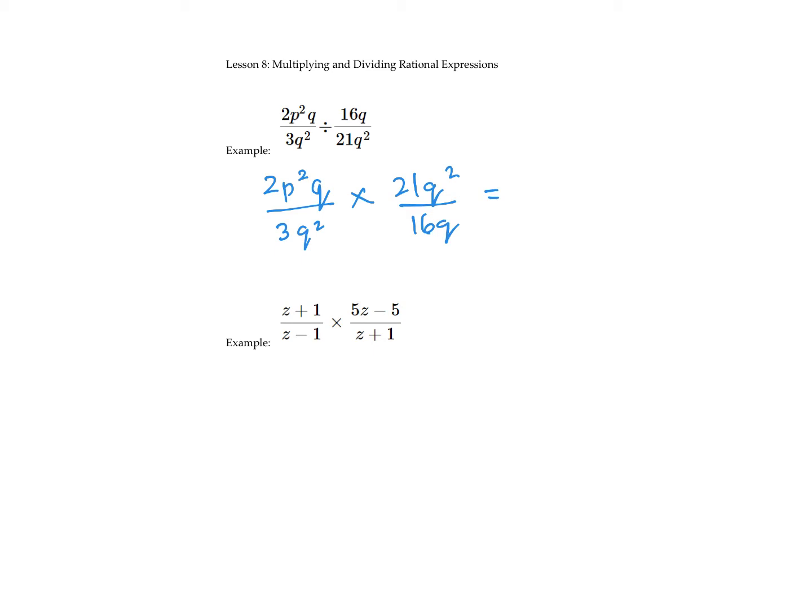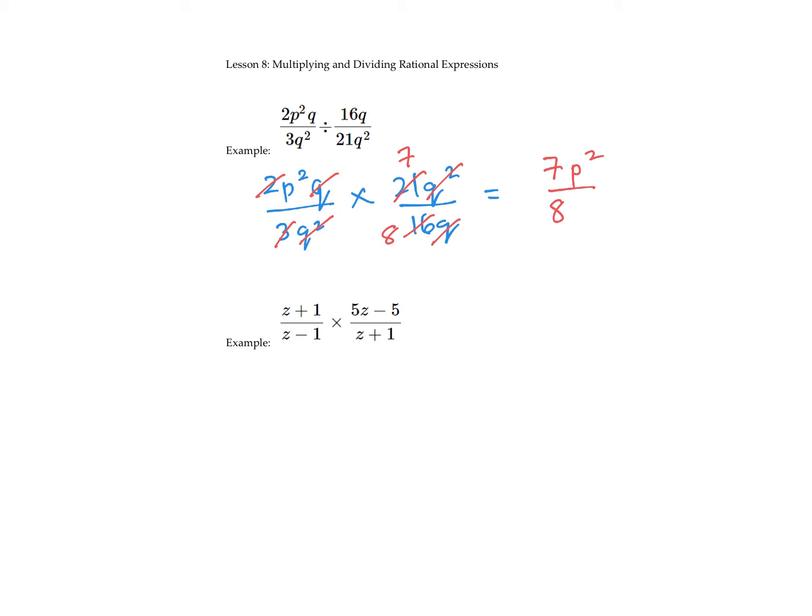So I can see that 21 divided by 3 is 7. 2 goes into 16 8 times. So my numbers will be 7 on the top, 8 on the bottom. Okay, let's see what we have for p. We've got 2 p's on the top. And then q's, I've got 2 there. I'll reduce with those 2. I've got a q there, I'll reduce with that one, so I have no q's left.